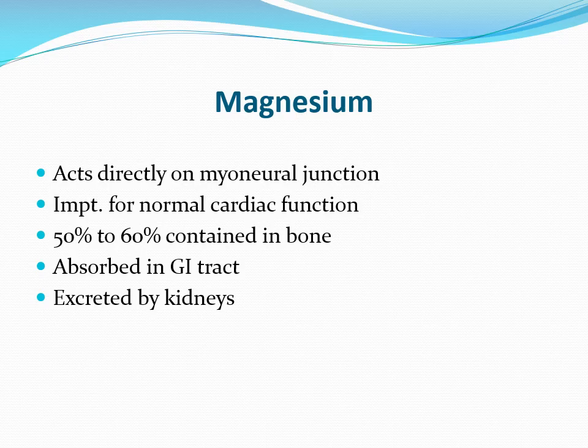Magnesium acts directly on myoneural junctions. It's important for normal cardiac function, and 50 to 60% is contained in the bone, actually. It's also absorbed in the GI tract and excreted by the kidneys.